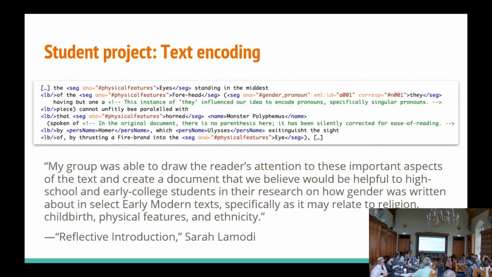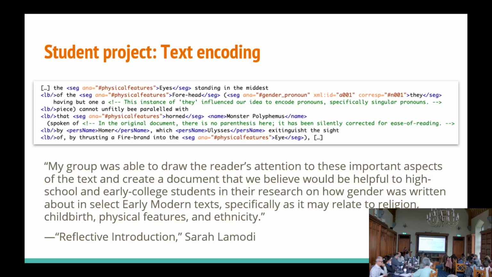So here's a selection from Sarah's encoding and her reflective introduction. Her group created an edition for high school students, so their editing overall tends towards regularization, and they offer extensive contextualization and annotation aimed at drawing out insights into early modern concepts of gender. You can see that Sarah's added a couple of comments. Those are the things in green.